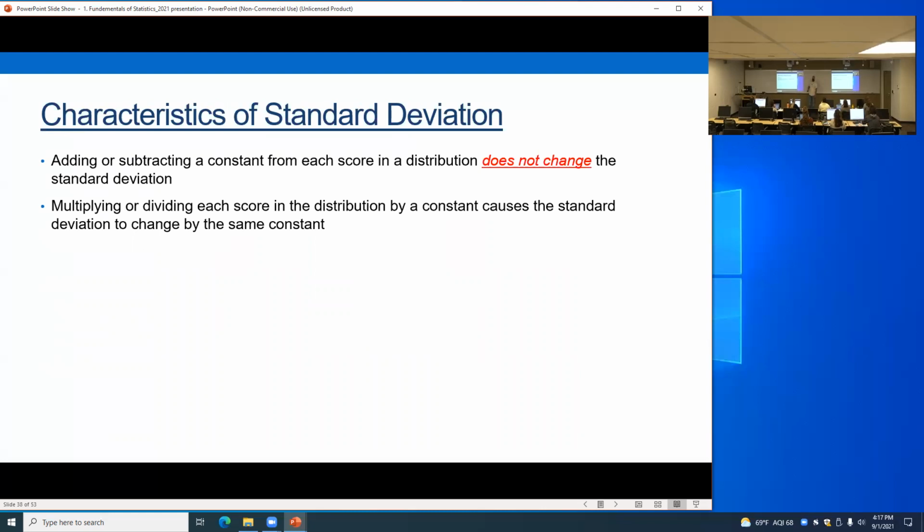So, characteristics of our standard deviation. Adding or subtracting a constant from each score in a distribution doesn't change the standard deviation, right? So if I add 5 to every value in the set, and my standard deviation is 3, the standard deviation is still 3. I've just taken that distribution and shifted it around, but it hasn't changed the positioning of the scores. But if I multiply or divide each score in a distribution by a constant, the standard deviation is going to change by that same number, right?